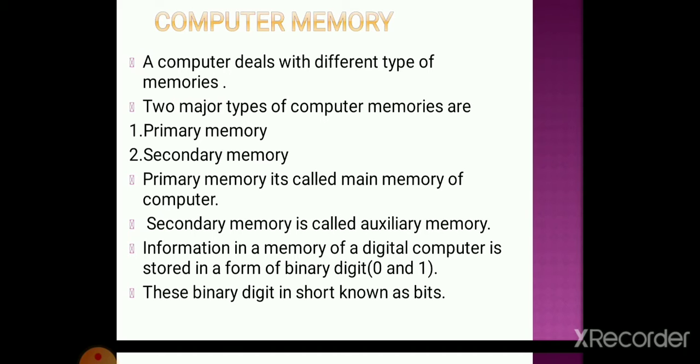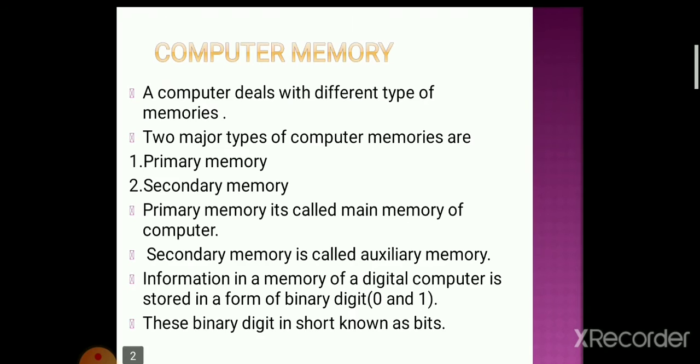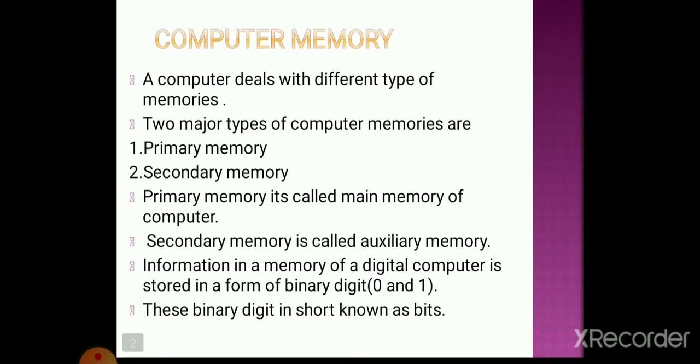Now we move to computer memory. Our computers deal with different types of memories. A computer has two types of memory: one is primary memory, and the second one is secondary memory. Let us discuss primary memory.